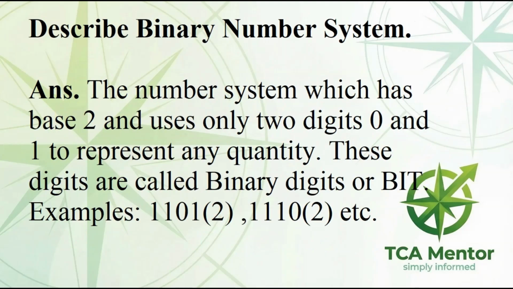Describe binary number system. ANS. The number system which has base 2 and uses only two digits 0 and 1 to represent any quantity. These digits are called binary digits or bit. Examples, 1101 (base 2), 1110 (base 2), etc.